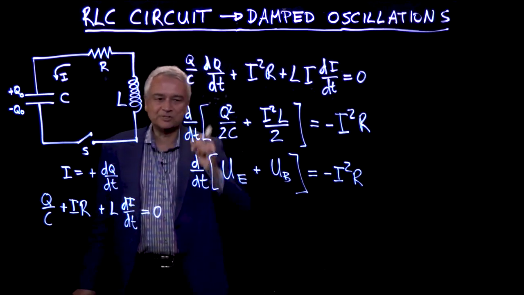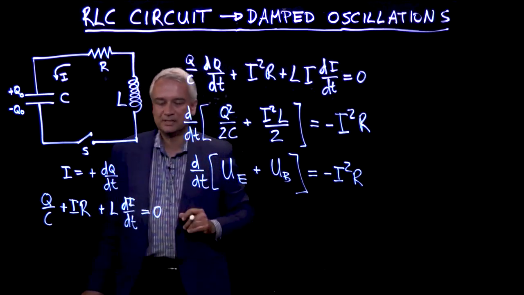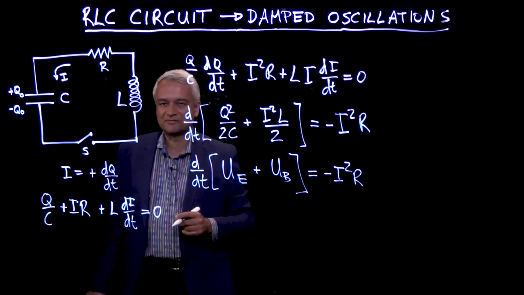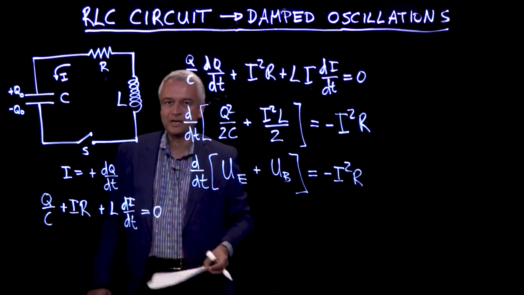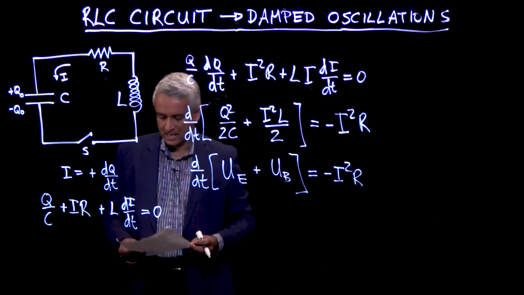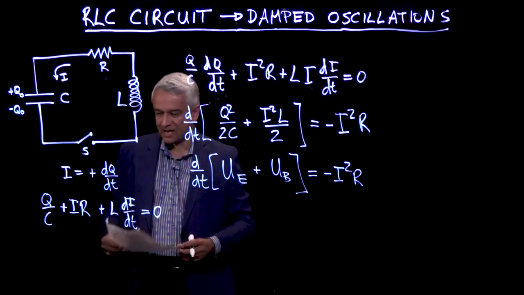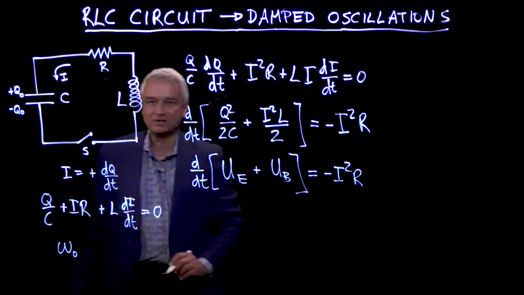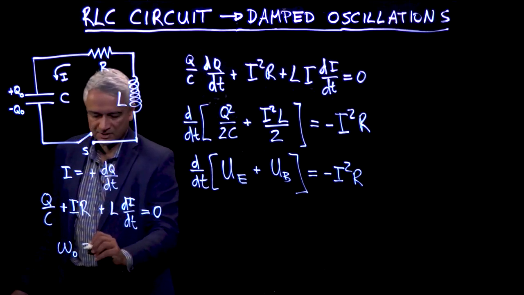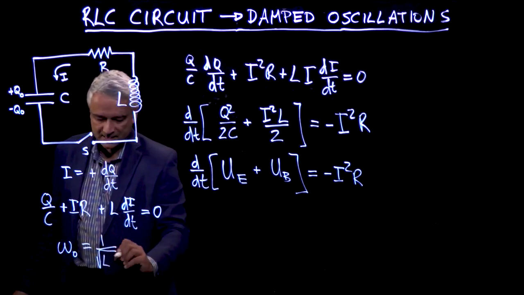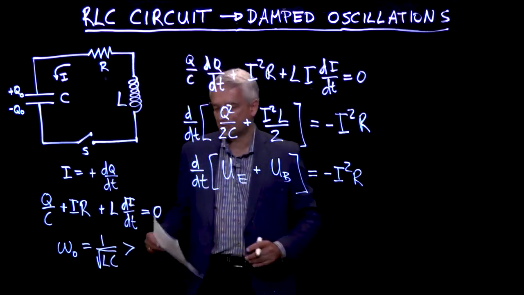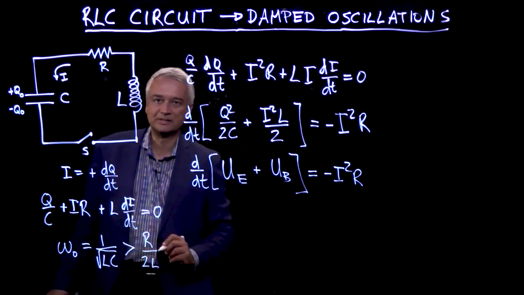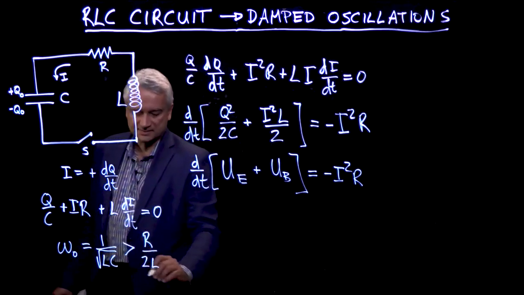You are not responsible in 802 for knowing how to solve this differential equation, but I will tell you the solution. And then you can just use straightforward differentiation to check that the solution that I'm about to give you is indeed a solution to this equation. Well, it's a solution to this equation as long as, remember that the angular frequency of the LC oscillator was omega naught, which is 1 over square root of LC, and I am going to assume that this omega naught is bigger than R over 2L. And we'll see why I had to make this assumption in a minute. But I'm going to assume this.